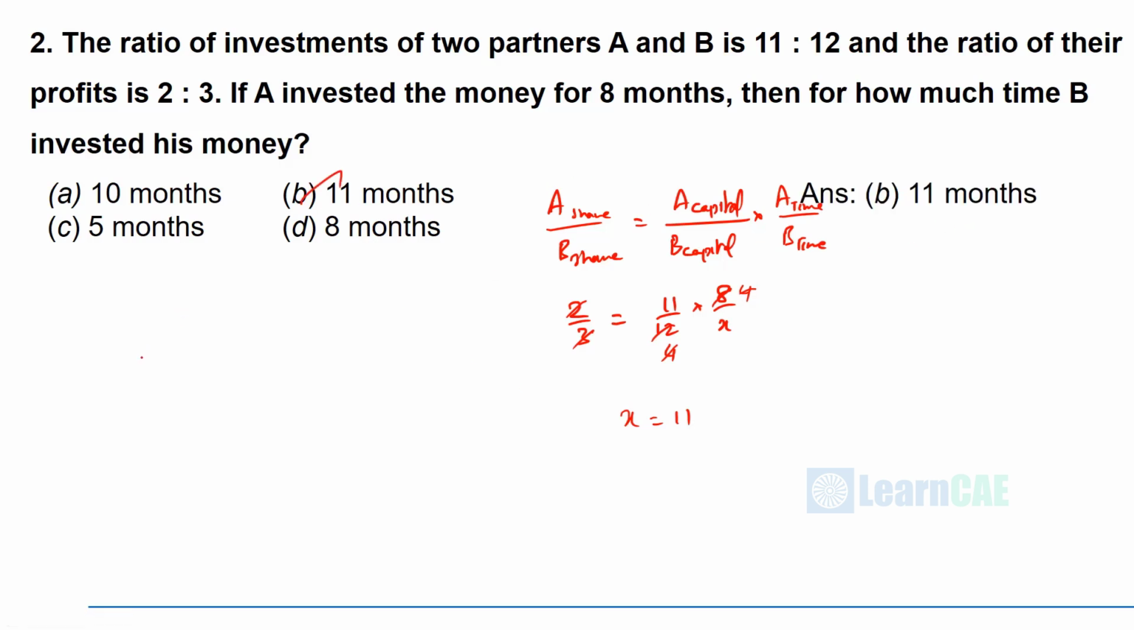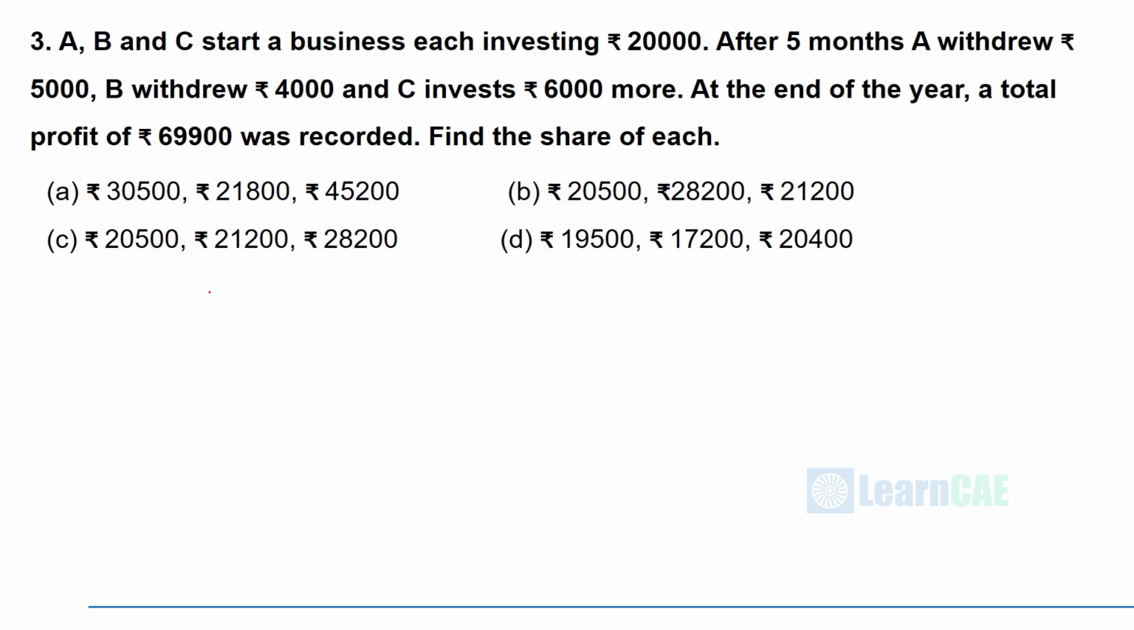So here we have to know that the share of a particular person is proportional to capital invested into time period of holding. So we have divided as per this and then found out the value of X is equal to 11 months. Okay. Next question.